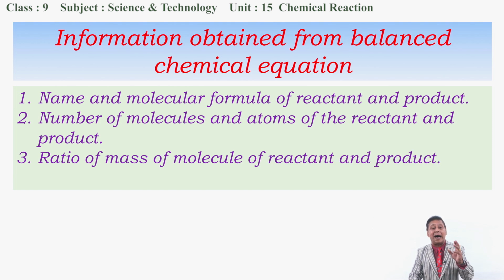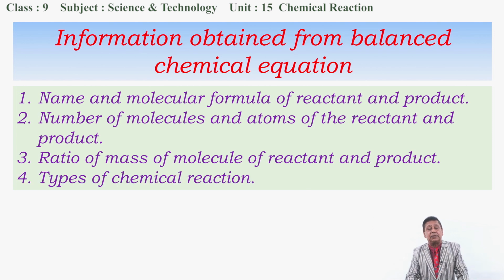Third, the ratio of mass of molecules of reactants and products. When hydrogen reacts with oxygen, then 2 molecules of hydrogen react with 1 molecule of oxygen to form water. At this time, we are clear that the ratio of hydrogen and oxygen is 2:1 by volume. A ratio can also be understood, and if we convert this into molecular weight, then the ratio by mass can also be understood. Fourth, the type of chemical reaction: combination, decomposition, displacement. What type of chemical reaction it is can also be understood.